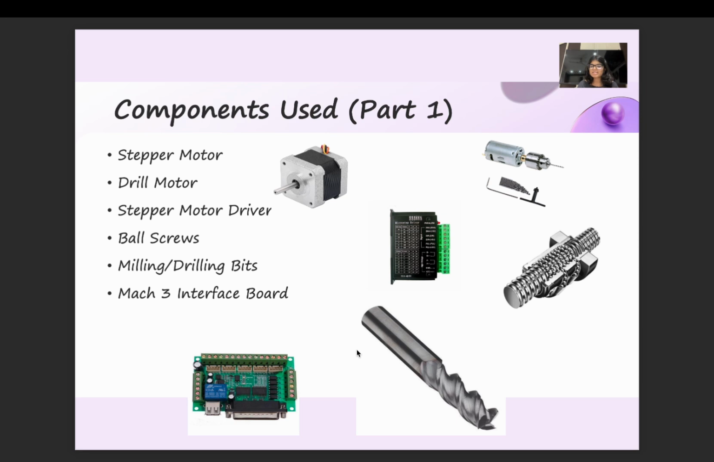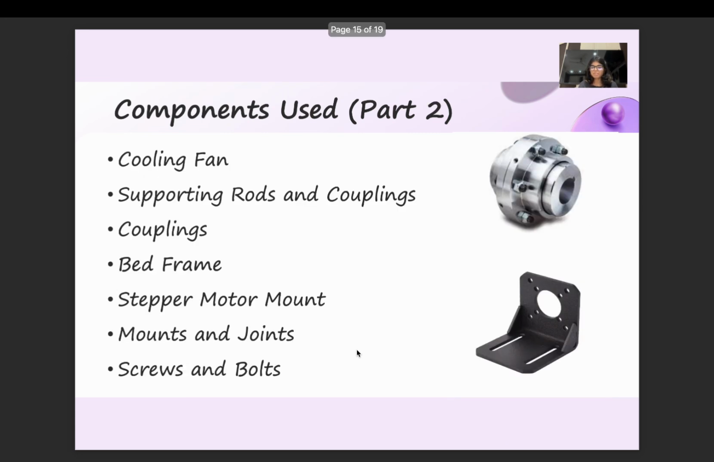Components used. The machine uses various hardware components: stepper motors for motion control, a high-speed drilling motor for cutting, a ball screw for smooth linear motion. Drilling bits perform the cutting based on design. The Mach 3 boards link the computer to the physical hardware. Each part plays a key role in ensuring precision and operational stability. Components used Part 2. Other supporting components include a cooling fan to avoid overheating of electronics and couplings to connect motor to shafts. Supporting rods and mounts provide stability. Screws and fixtures are used to assemble all components firmly. A strong and stable mechanical frame is crucial for long-term accuracy of CNC operations.